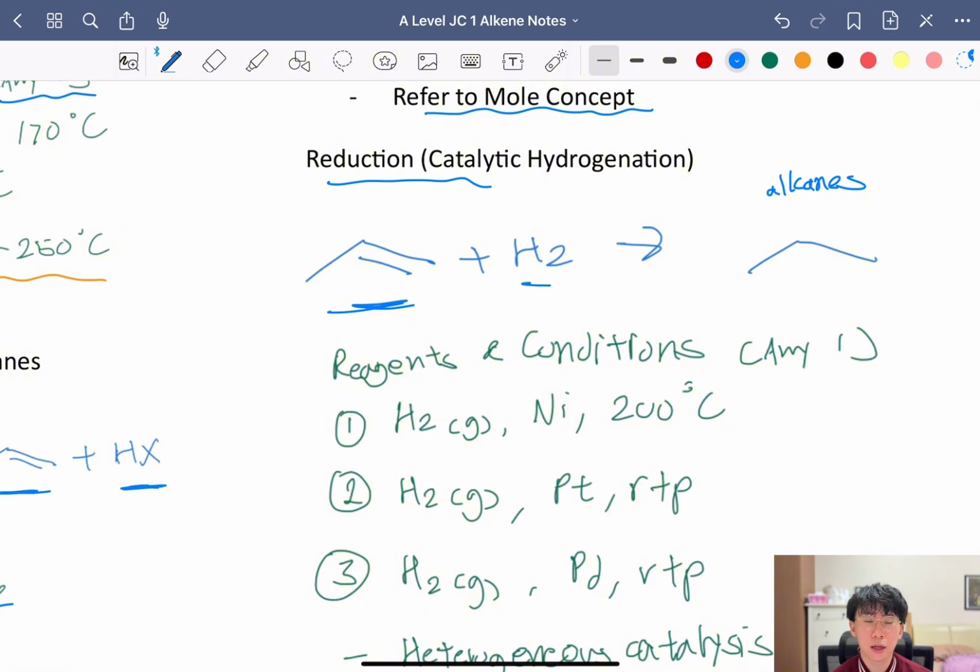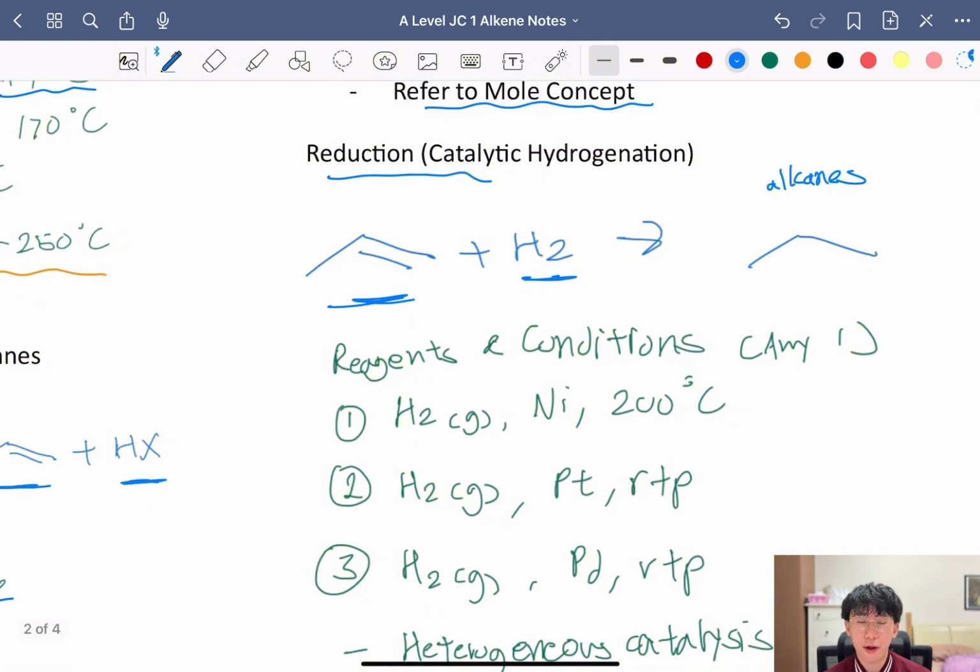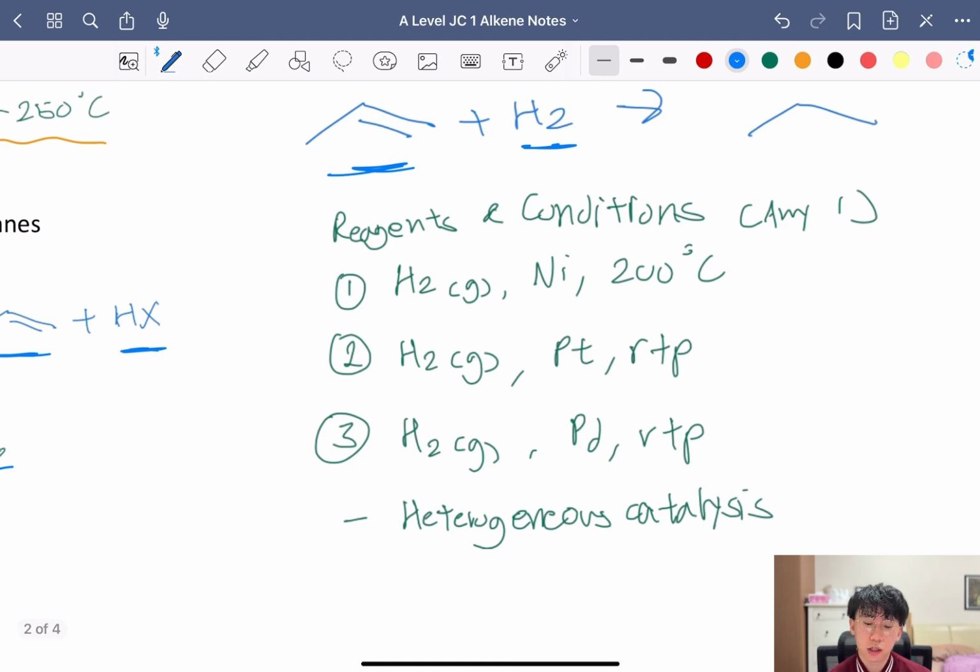And this is with the use of hydrogen and with a catalyst. So for my reagents and conditions, I can use any one of these. So either H2 gas with nickel at 200 degrees Celsius, or H2 gas with platinum at RTP. RTP is room temperature and pressure. I'll use this phrase a lot. Or H2 gas with palladium catalyst and RTP. And the unique thing about these catalysts is they are heterogeneous catalysts. If you forgot what heterogeneous catalysts are, do refer to my reaction kinetics video where I explain how heterogeneous catalysts work. These are just sticky surface catalysts that help to lower the activation energy involved for your reaction.